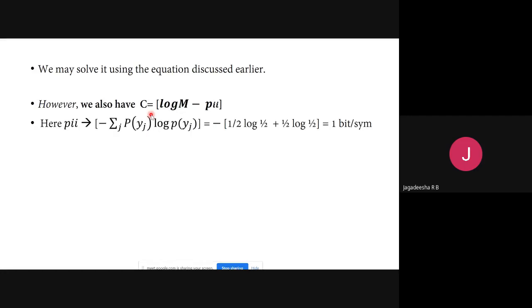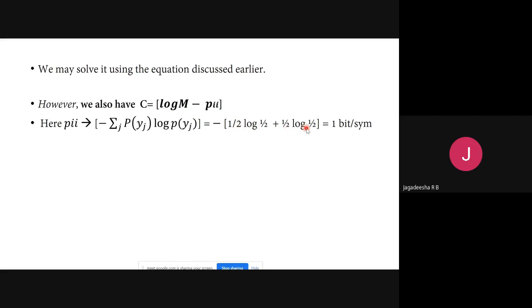Now we will try to use this equation to find the channel capacity. Using this equation, how to find the channel capacity, we will see here. And I will also define what M is. M is nothing but the number of output points. What is PII? PII is represented here with respect to any row. So PII is equal to minus the sum, for all the columns, of probability of yj times log of probability of yj. That's equal to, the probabilities here are half, log half plus log half and so on.